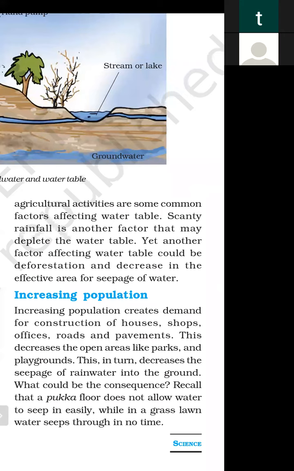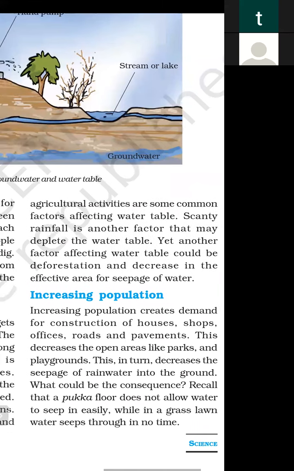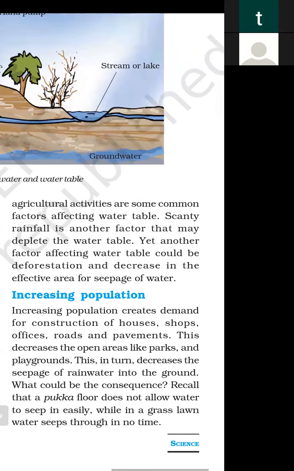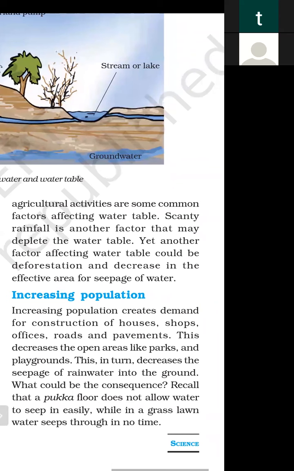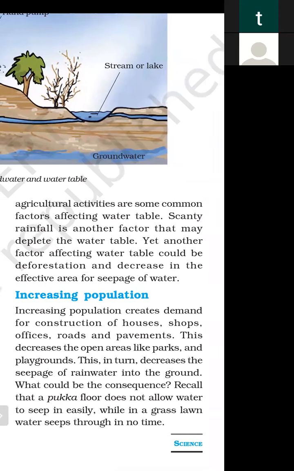So let's discuss these factors one by one. The first factor which affects the water table, due to which the water table is depleted day by day, is increasing population. Yes, it is a very large factor which makes so much impact on the water table.